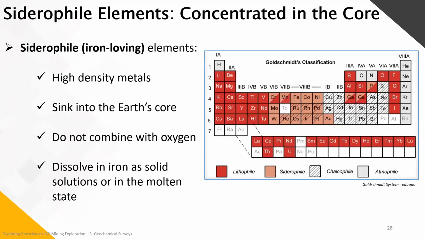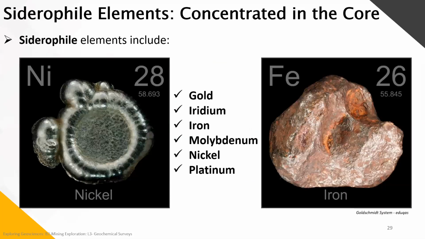If we move on to the siderophile, which are mainly concentrated in the core, are what we call the iron-loving elements. So they have high-density metals, they sink to the Earth's core, and they do not combine with oxygen. They also dissolve in iron as solid solutions or in the molten state. They mainly include gold, iridium, iron, molybdenum, nickel, and platinum.